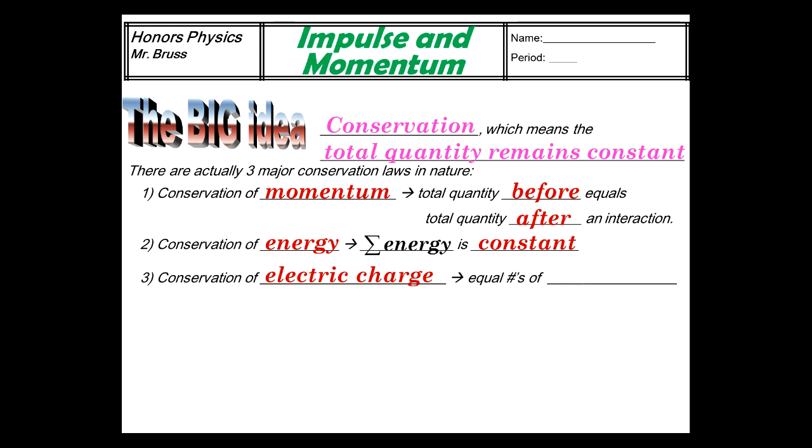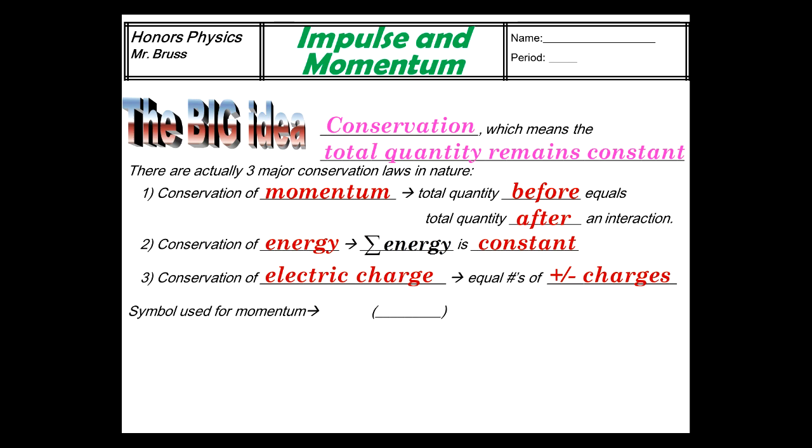Conservation of electric charge means that there are equal quantities, equal numbers, of positive and negative charges in the universe, which is really important because if it was not true, then very quickly, since the electromagnetic force is a trillion times stronger than the gravitational force, the electromagnetic forces would dominate in the universe and we wouldn't have stars, planets, and people.